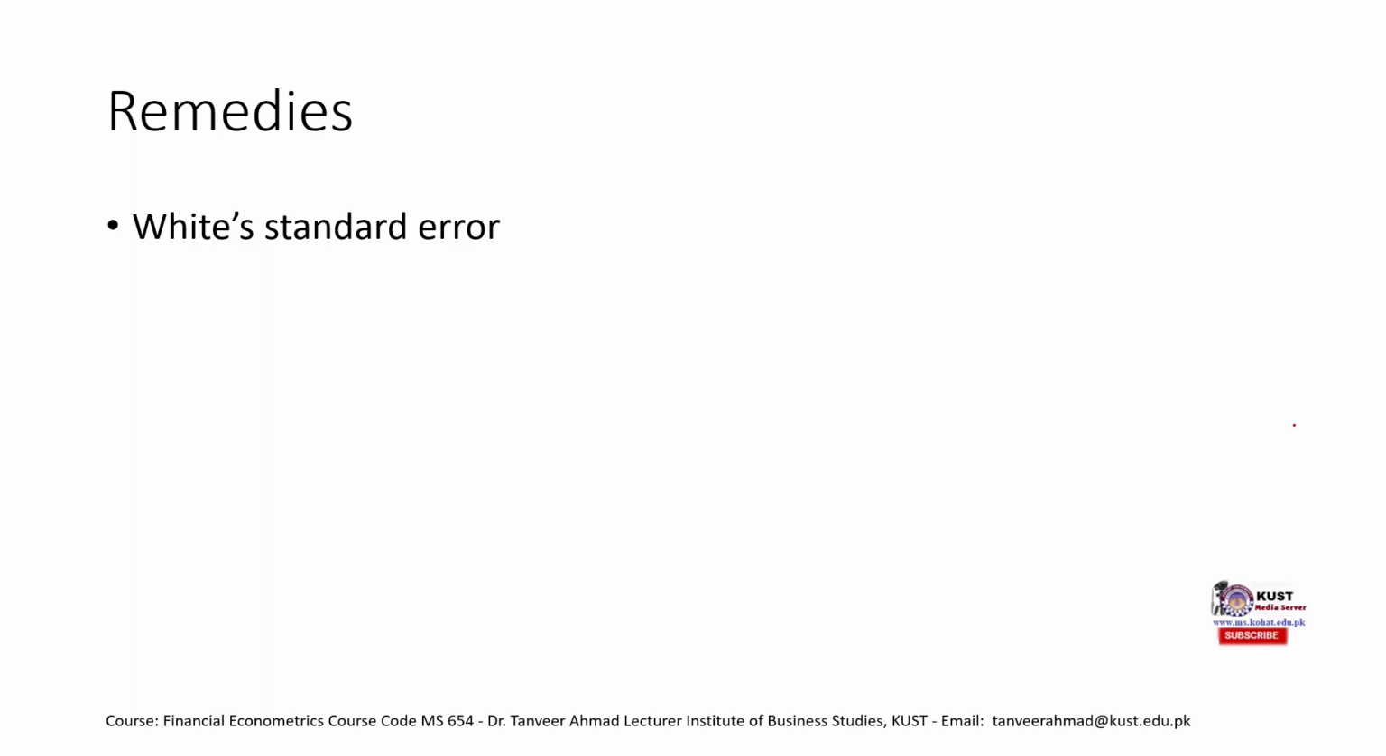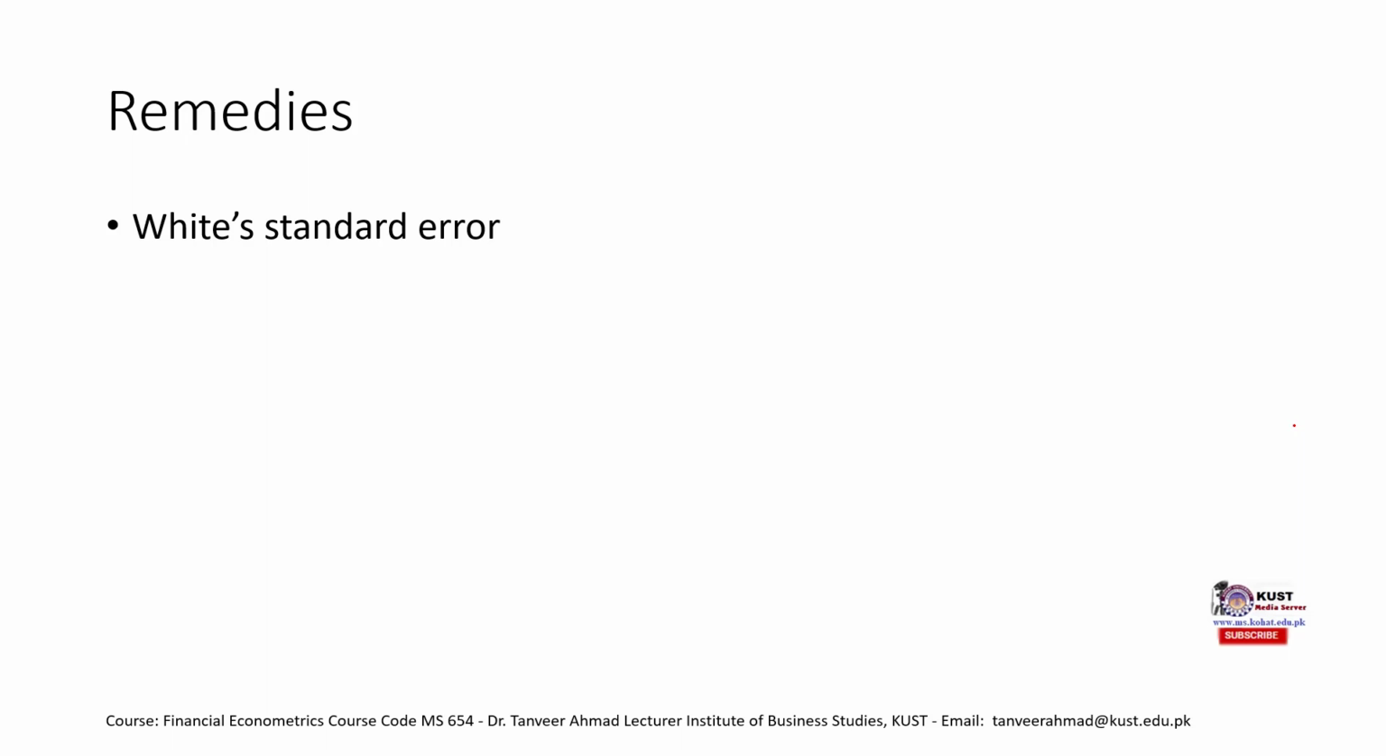The first remedy, the easiest one, is to use White standard errors. Again, before we discuss these remedies, we previously saw that there were some cases where we omitted a variable and that generated heteroskedasticity. Or we had an outlier issue that generated heteroskedasticity, or we had a misspecified functional form that generated heteroskedasticity, or there was heteroskedasticity in the population. In all those cases, we need to correct the issue.